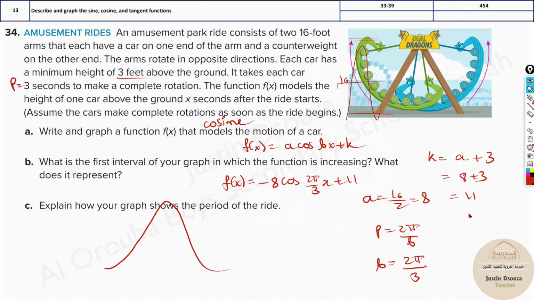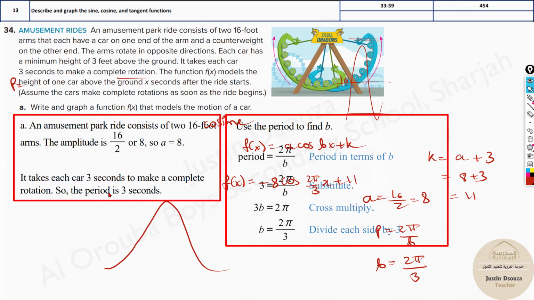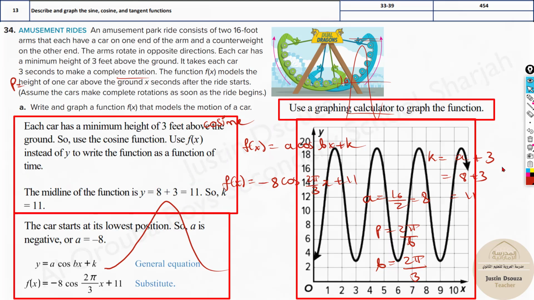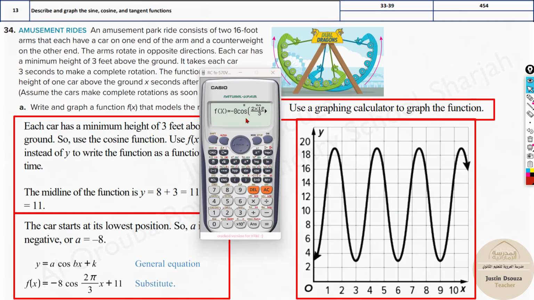Now this is supposed to be a writing question, and if you write this much, it's enough, to be very honest. So now let's look into the graph. I will use the table method. Amplitude is 8, b value is 2 pi by 3, and the function we got is minus 8 cosine 2 pi by 3 x plus 11. Now let's use the table. I've just typed this equation.